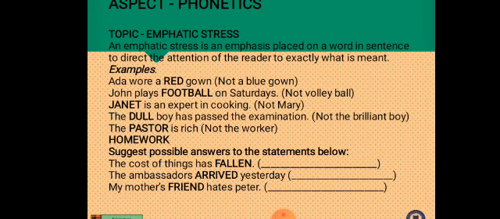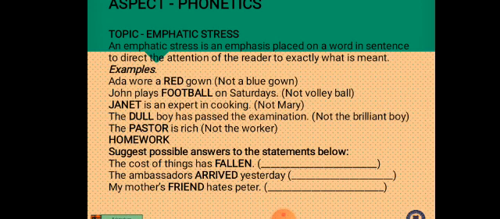If we still choose to remove gown from emphasis and place it on what? On Ada. Now, we'll be talking about the person that wore the gown. Are you getting me? So, you could choose to stress any word here. And when you remove this stress from these words, the meaning of these sentences here will change automatically. Do you understand? Do we have any question?